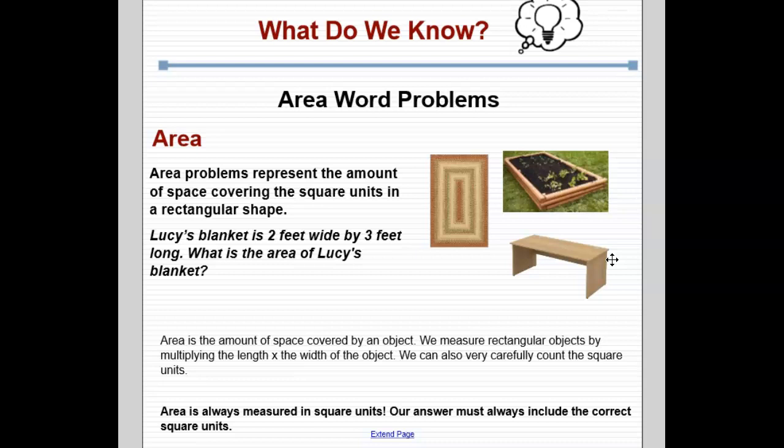You could find the area of a towel, of your bedspread or blanket if it's a rectangle, of a desk, of a carpet. There are so many different rectangles in our homes that we could find the areas of. Please remember from our multiplication and division unit that area is always measured in square units, and your answer must always include the correct square units.